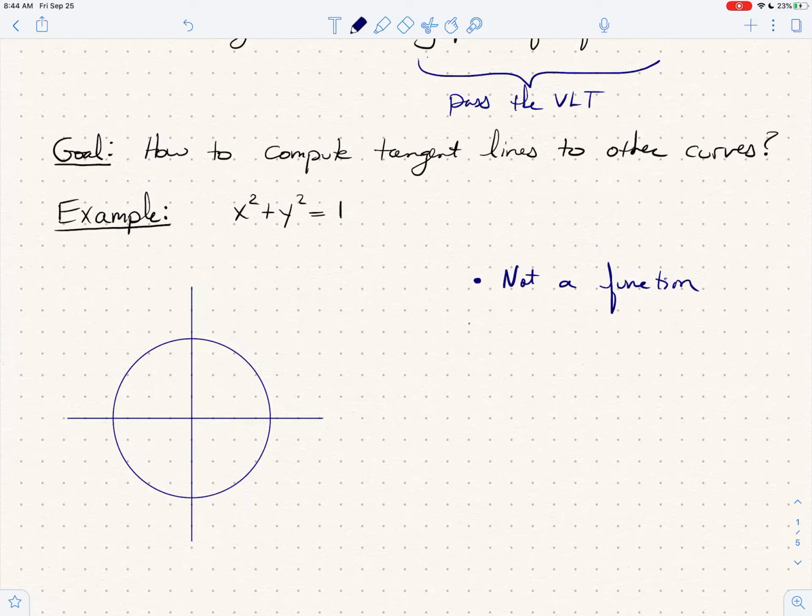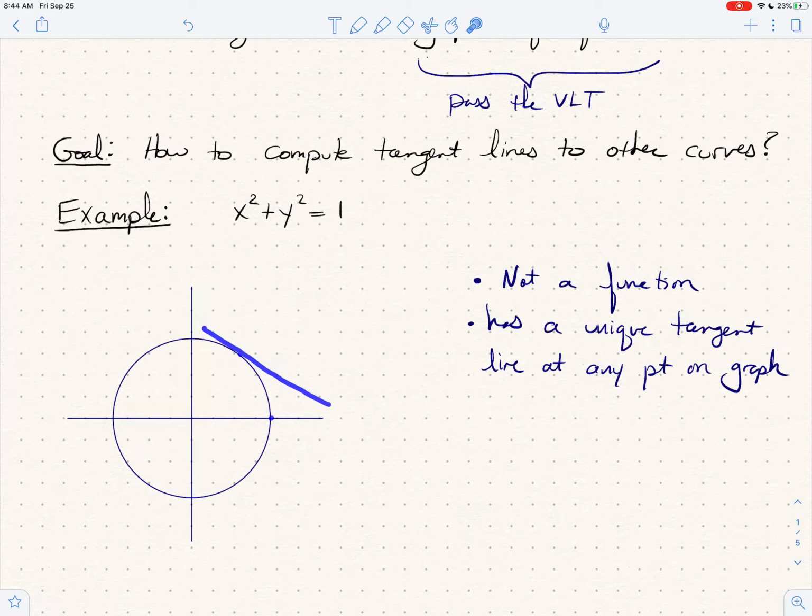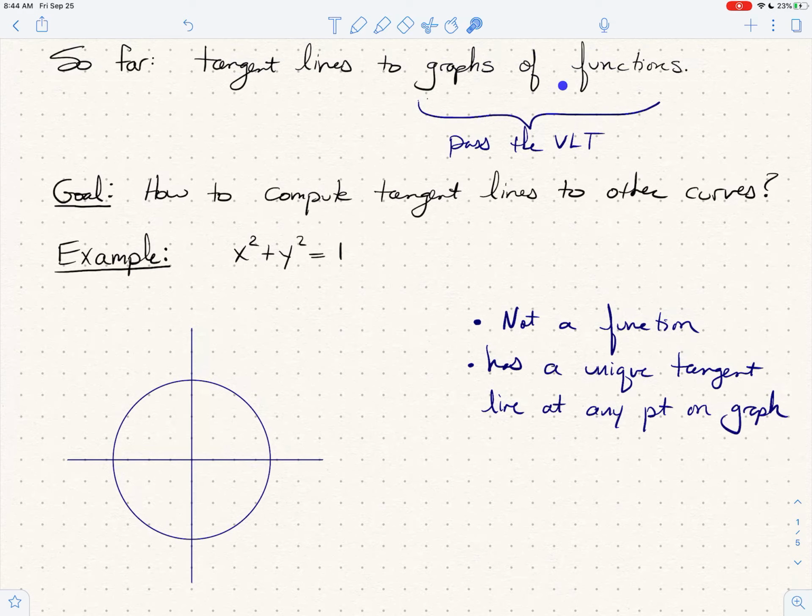However, this curve still has a unique tangent line at any point on the graph. Let's make sure that that's clear to us. So pick a point right here and you can see there's the tangent line, or right there, and there's the tangent line, or right here, and here's the tangent line. So even though our techniques don't seem to work, right, we've learned how to take derivatives of functions, what we've been finding is still here. We just don't know how to find it.